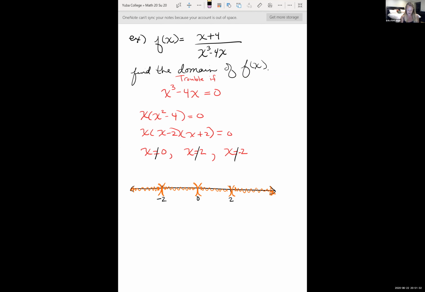So we have multiple sets that we have to include. So we're looking from -infinity all the way to -2, parentheses. That union symbol means it's this set plus the following. So -2 to 0, those are parentheses. Union 0 to 2, parentheses. Union parentheses 2, comma, infinity.